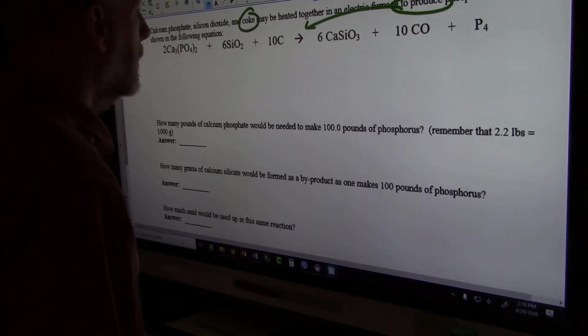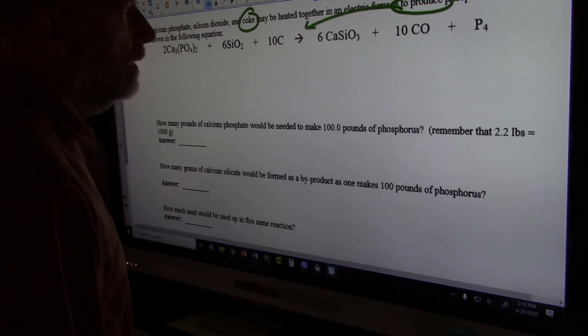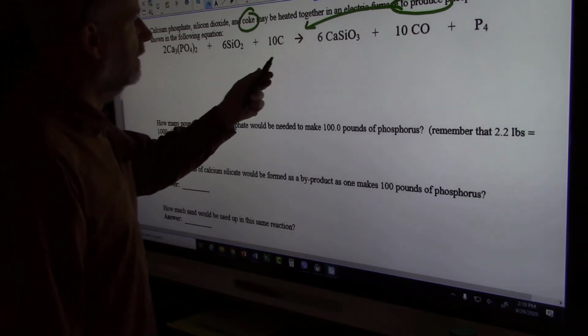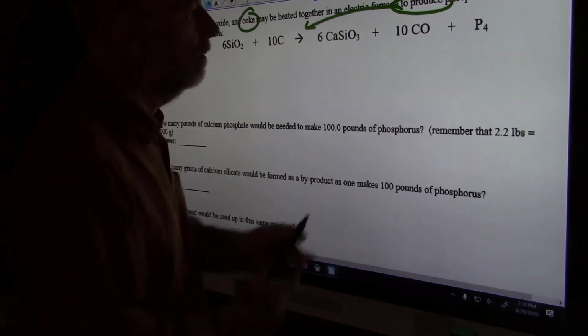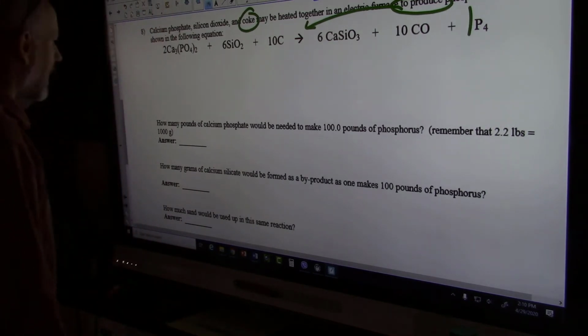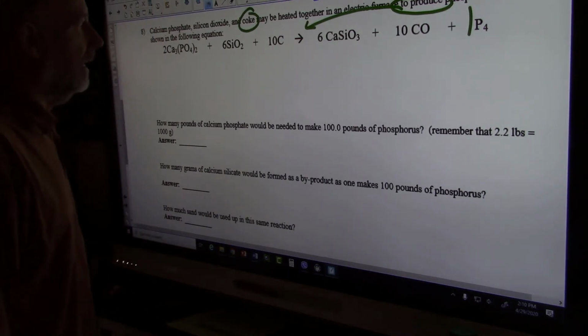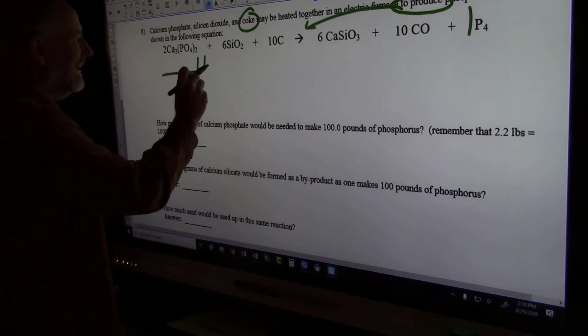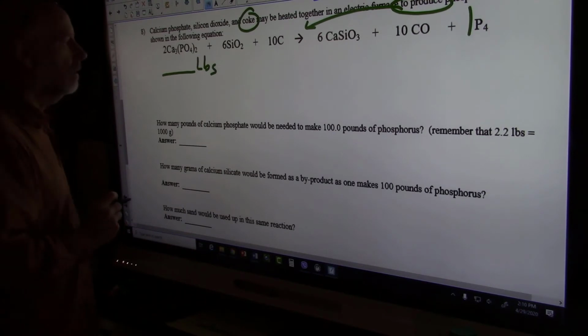Okay, this is going to be a doozy of a problem. Well, it's balanced for you: 2, 6, 10, 6, 10, 1. That's the mole to mole ratio. How many pounds of calcium phosphate? Where is that? Oh, here it is. How many lbs? Hey, that's not grams. Uh-oh.